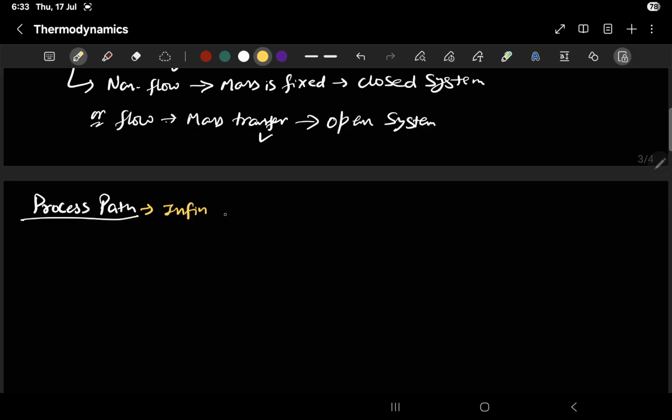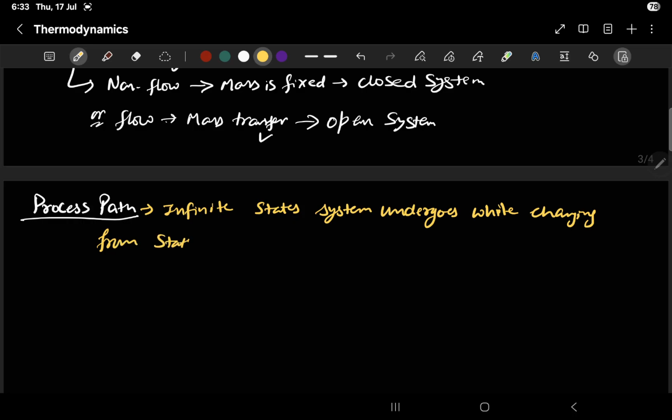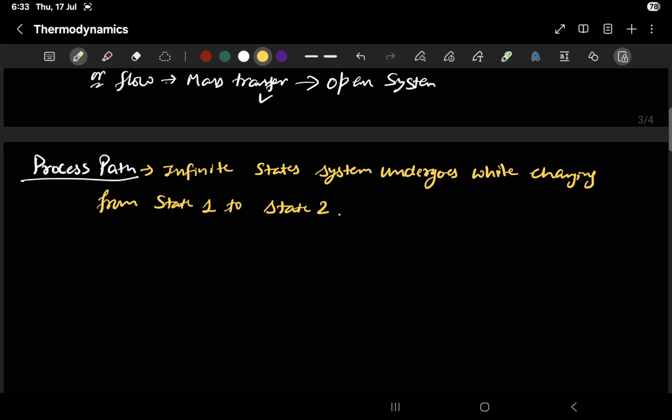So let me write the definition: the infinite states through which a system passes while changing from state 1 to state 2 is called the process path. This process can be classified as quasi-static or non-quasi-static, or reversible or irreversible. We will talk about this later.